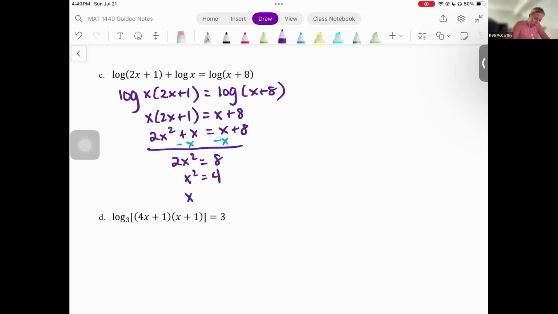And then when we take the square root of x squared, we need to make sure we add the plus or minus on the right-hand side. So x is equal to plus or minus 2.